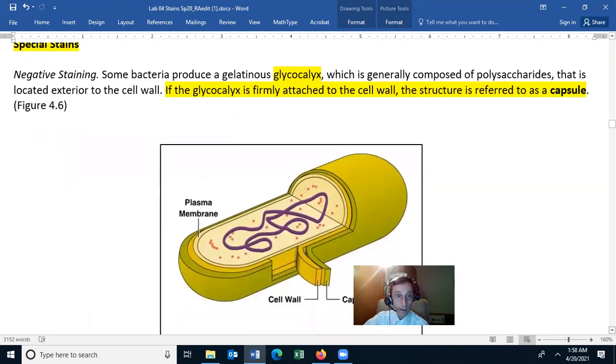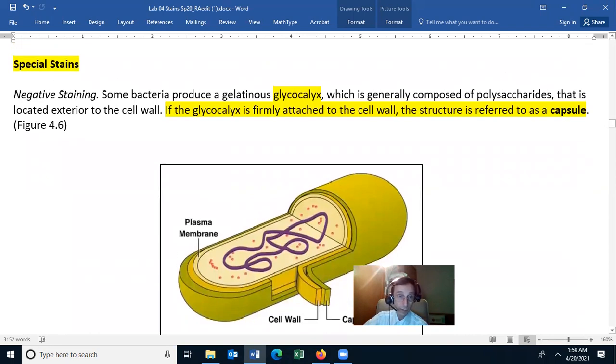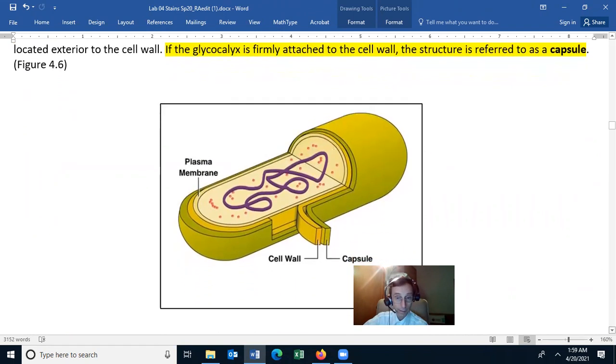All right, let's move on to the special stains. Remember, there are three we're going to talk about. The first is a negative stain that we use to stain the capsule. And a capsule is the structure we can see under the microscope because it's thick, it has more molecules than just water in it, and you can see it under the light microscope.